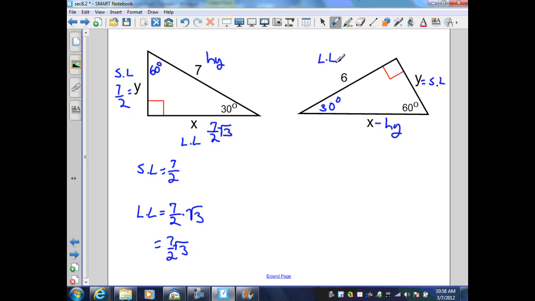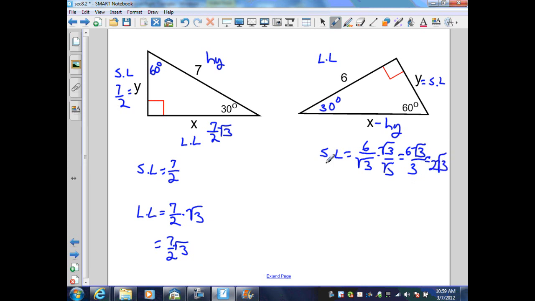And I know in a 30-60-90, I need to determine the short leg first if I don't have it. Therefore, the short leg is equal to the long leg, which is 6, divided by the square root of 3. Simplify and rationalize by multiplying the top and bottom by the square root of 3. I get 6 square roots of 3 all over the square root of 3 times the square root of 3, which is the square root of 9, which is 3. Therefore, this is 2 square roots of 3.